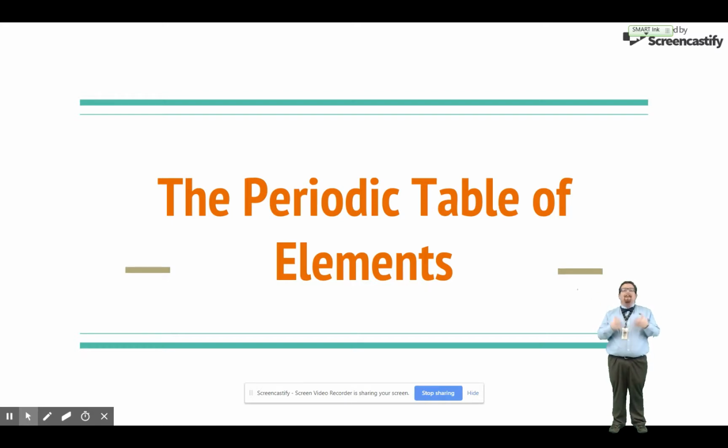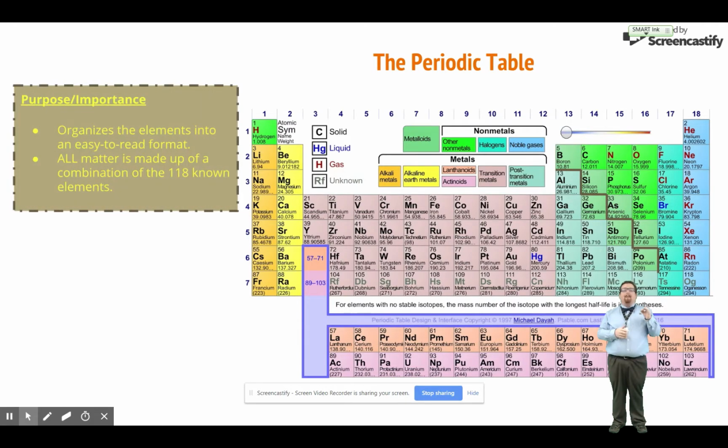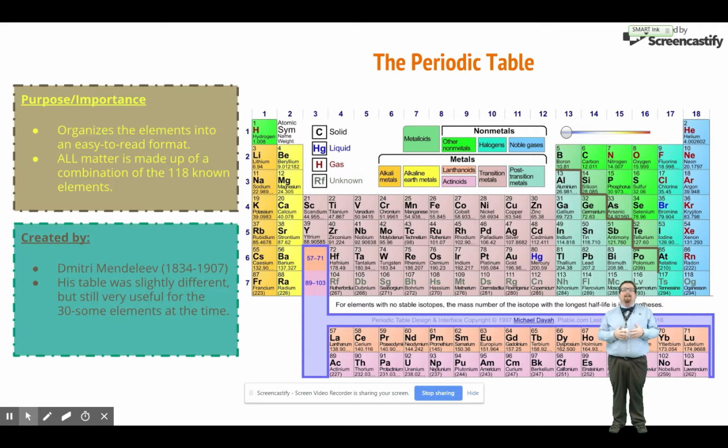Today we're going to learn all about the periodic table of elements. The purpose of the periodic table of elements is to organize the elements into an easy to read and easy to find format. Everything in our known universe is made up of a combination of these 118 elements, so it's really important for scientists to have them organized.